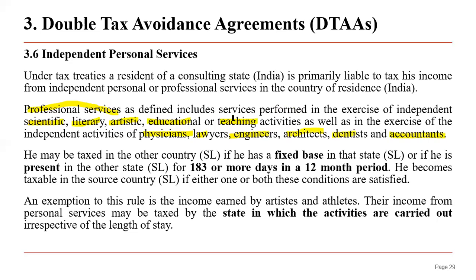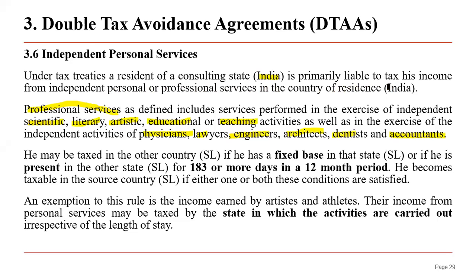Those people, if they are coming to Sri Lanka and providing their service, and they can get money. I will read the basic simplified version of the DTA. Better if you can keep it this way, because you can grab the wording as it is. So under the tax treaties, a resident of a contracting state, let's say an Indian person, is liable to tax on his income from independent personal or professional services in the country of residence.